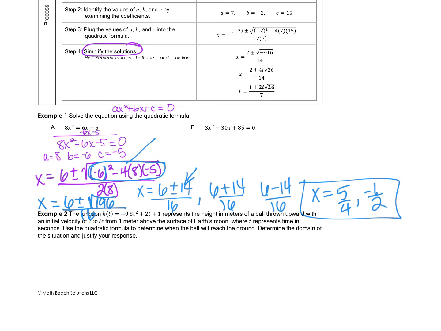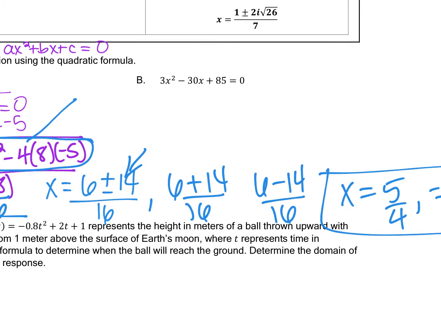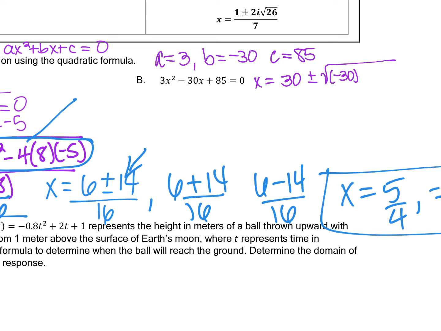Okay, let's try another one. First thing is to set it equal to 0. Notice this one's already set equal to 0, so I need to find a, b, and c. So a is 3, b is -30, and c is 85. So I'm plugging into the formula. It's -b, b is -30, so it makes it +30. B squared, so -30 in parentheses before you square it, minus 4 times a times c. Make sure you look at the formula carefully when you plug in, over 2 times a.